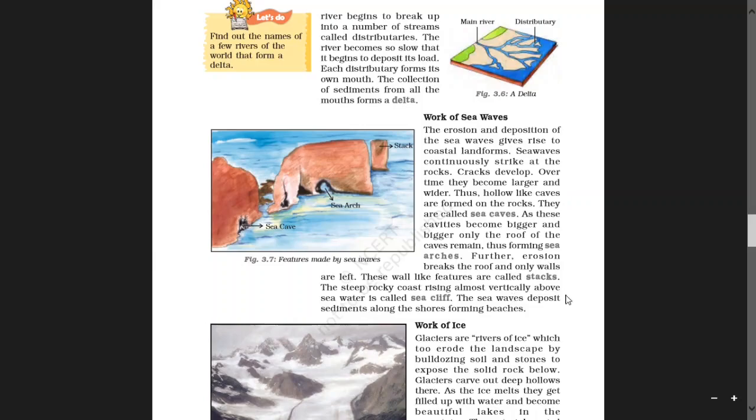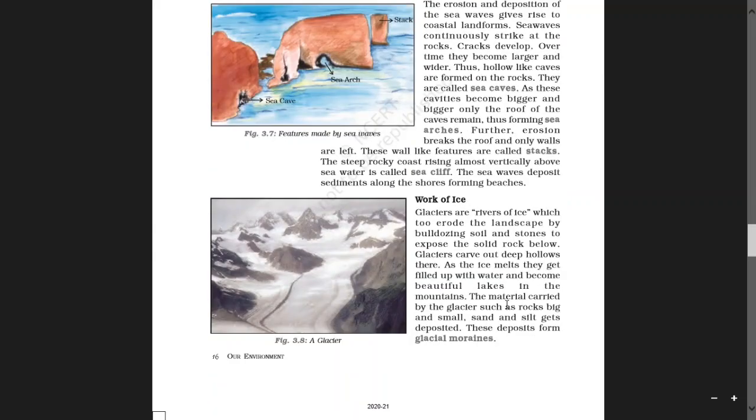The sea waves deposit sediments along the shores, forming beaches. Beaches means a pebbly or sandy shore.